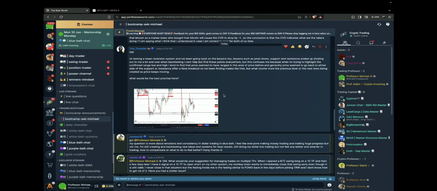Testing a mean reversion system, and I've been going back on the lessons too, such as pivot, support, resistance, ended up sticking out to me a lot, and now I'm back testing. I can't help but find these points everywhere. But this confuses me because when I'm trying to highlight the confirmed range low and high, I tend to find the price seems to have ranged in this area of price before, and generally price seems to go back to either side of support resistance. And after false breakouts, I've been finding trades like that, but what counts more, previous levels and new ones being created?